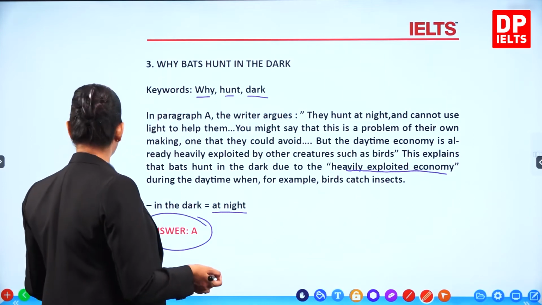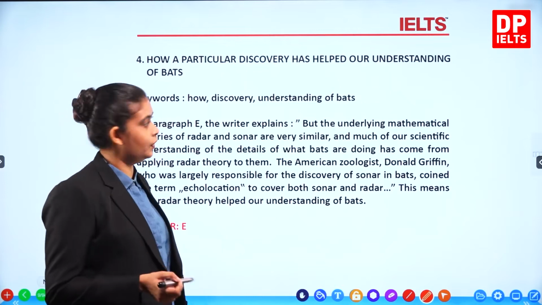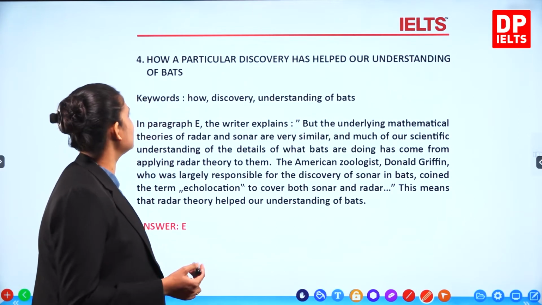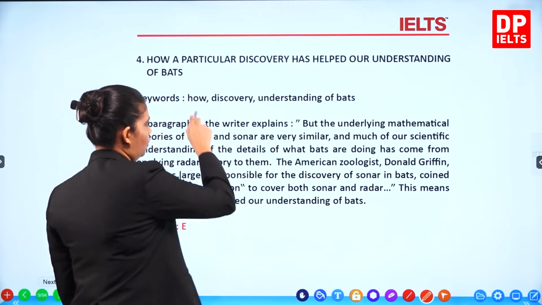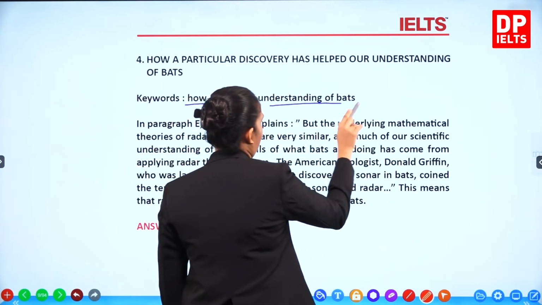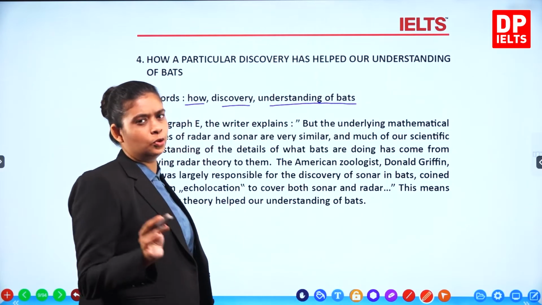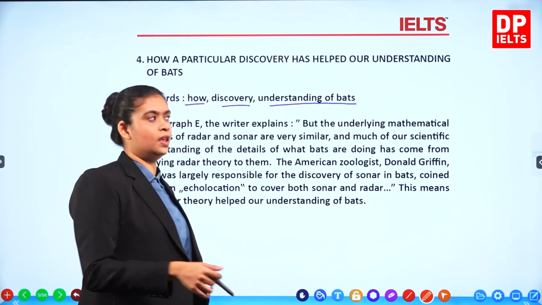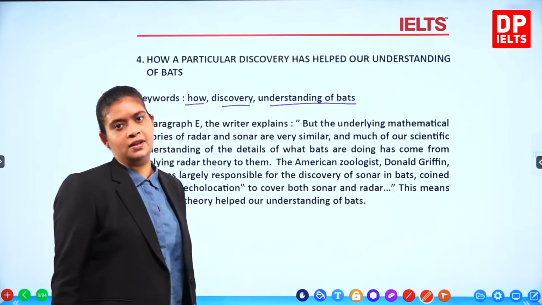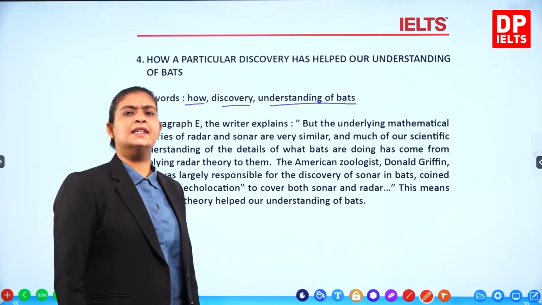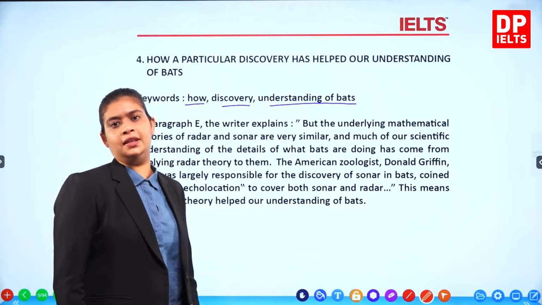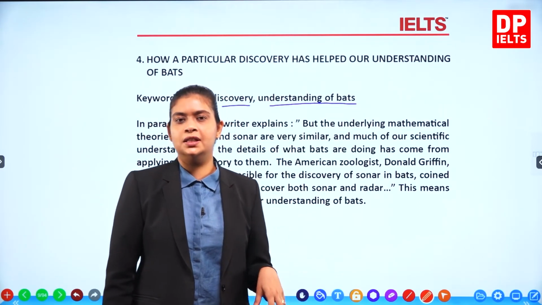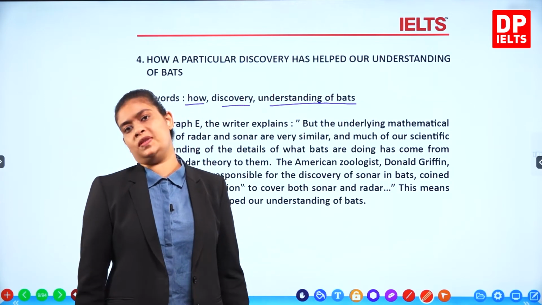Okay, so let's move on to the next question, question 4, right? How a particular discovery has helped our understanding of bats? How discovery, understanding of bats. Now, those should be your keywords. If you haven't underlined your keywords, please underline your keywords, right? It is a must that you underline keywords. I've done it in the beginner, I've done it in the intermediate, right? So, advanced, you're using those skills.